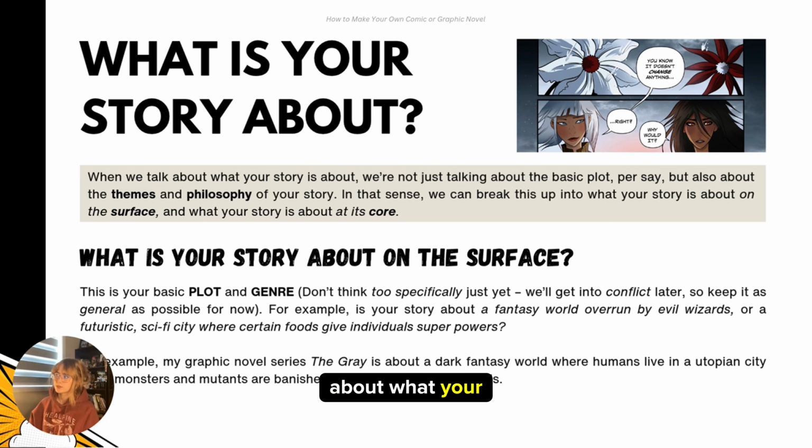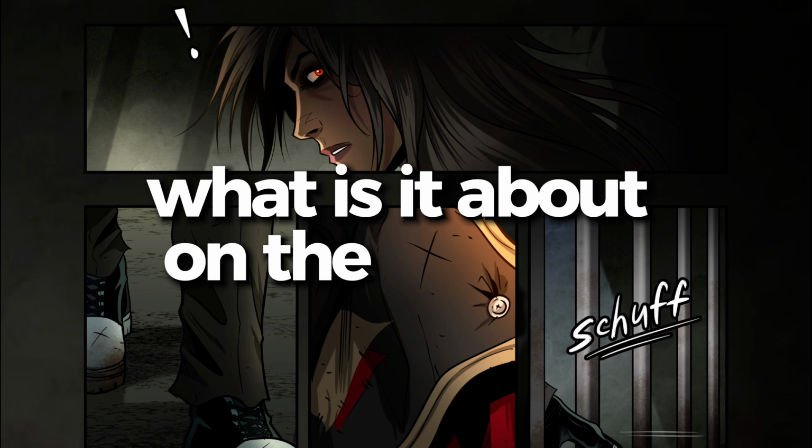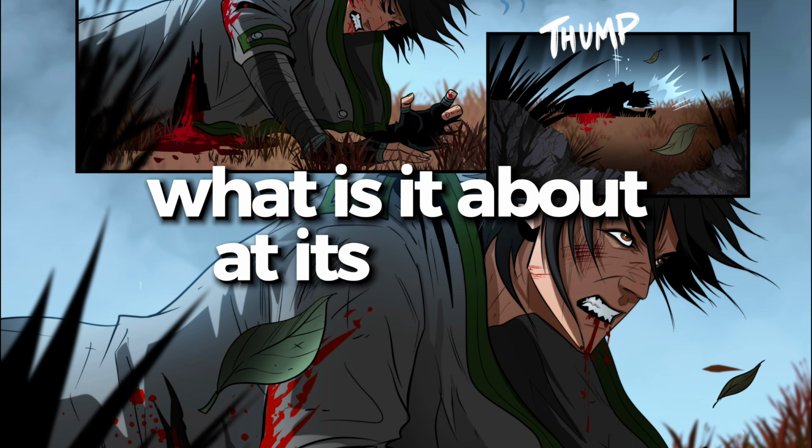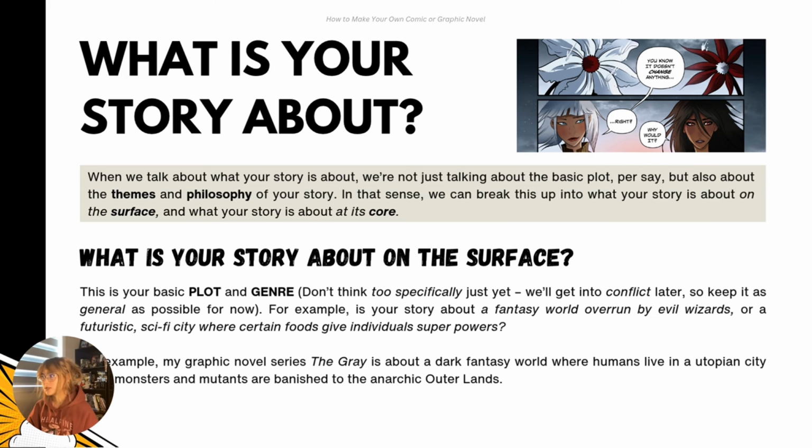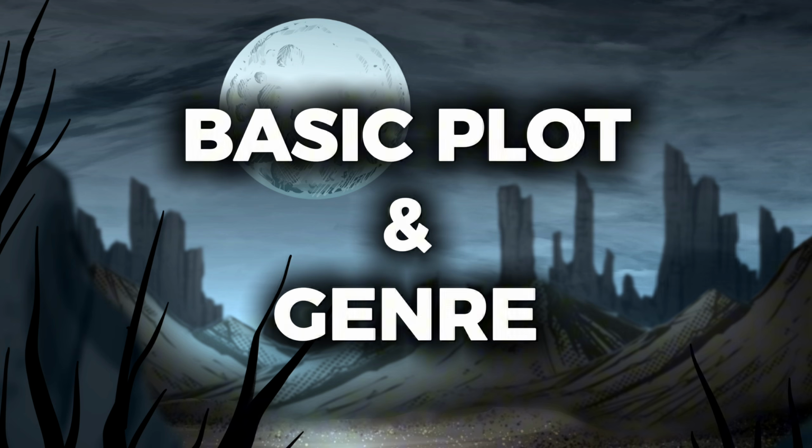When we're talking about what your story is about, we're not just talking about the basic plot, but also the themes and the philosophy of your story. And in that sense, we can break it up into two sections. One is, what is your story about on the surface, and what is it about at its core. So to start, what is your story about on the surface? This involves your basic plot and genre.